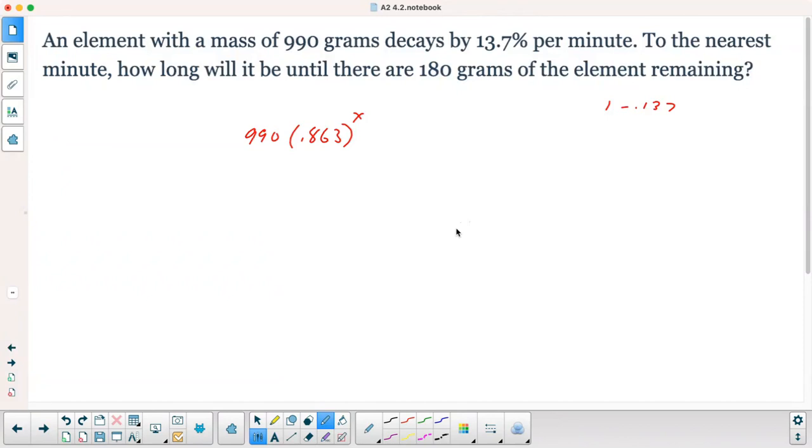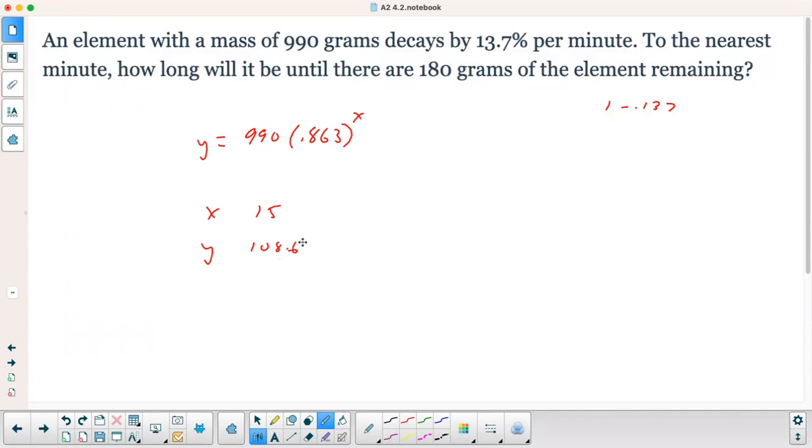So I don't know, maybe I'm plugging 990 times 0.863 to the fifth. Not small enough. It's like 473. 990 times 0.863 to the 10th. 226. Still not. I'm just going to trial and error it until I get it less than 180. So I did to the 15th. That was 108.6. So I need to get smaller than that.